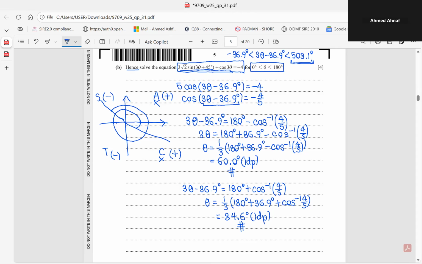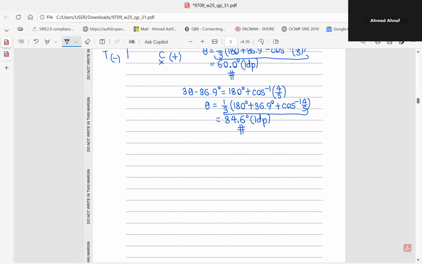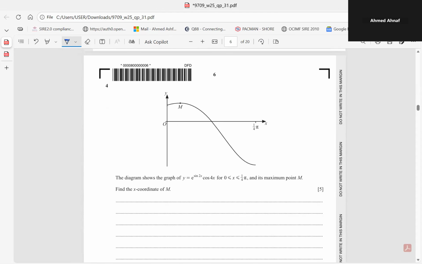And if you want to make sure you got the right answers, substitute the exact values back into this equation. And if you get -4, you are good to go. So yeah, this would be our final answer for this part as well as the entire question. Let's head on to the next question.